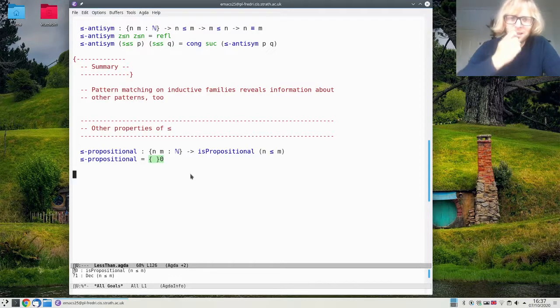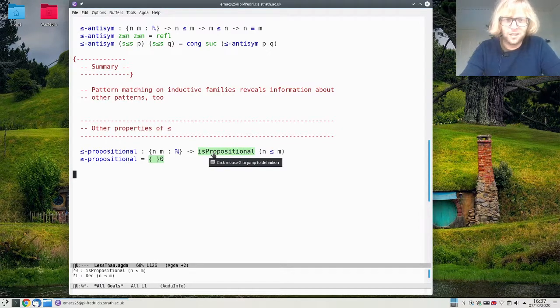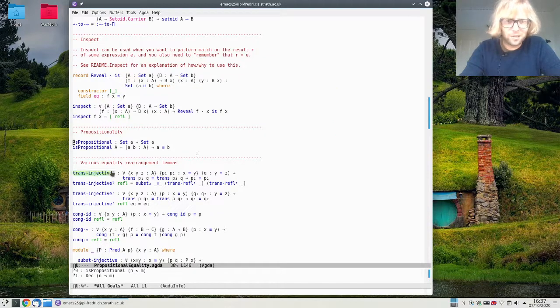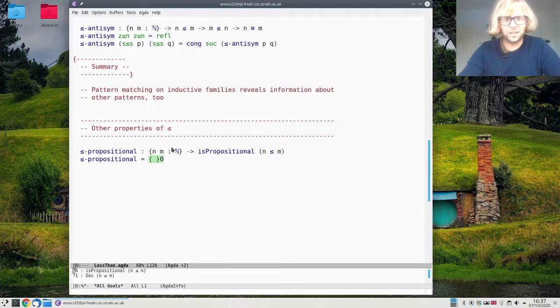So the first one that's important is the property of being propositional. This is defined in the standard library, and we can see that a type A is propositional if for every two elements A and B of A, A is equal to B. So it's propositional in the sense that there is no actual computational content in this type really. All the proofs of it are equal. So it's more important if it is inhabited or not.